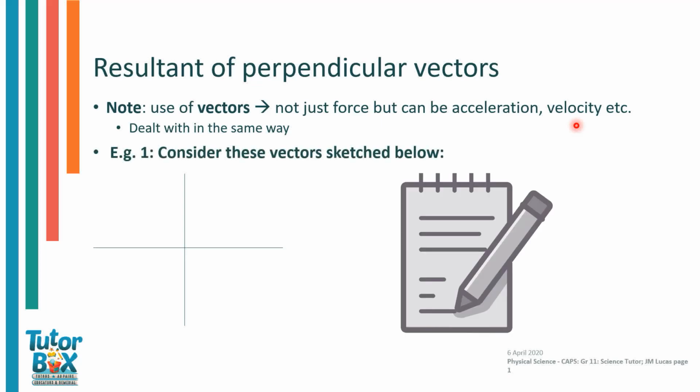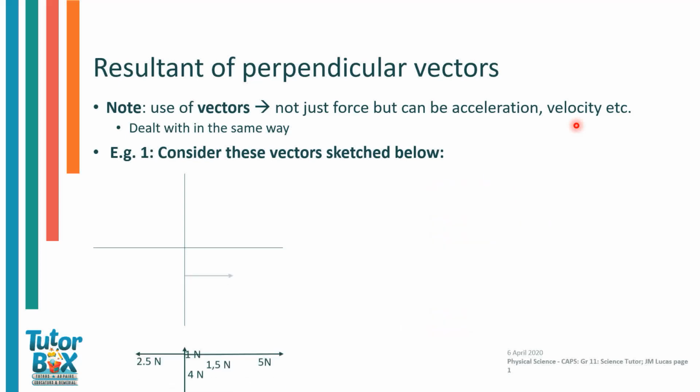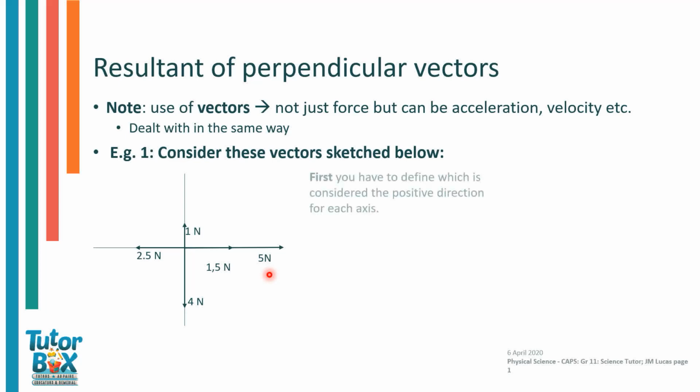We're going to consider these vectors sketched below. There's a 1 newton force upwards, a 4 newton force downwards, 2.5 newtons to the left, and 1.5 and 5 newtons to the right. What we're going to first do is define which is considered the positive direction for each axis. I've made the right positive and the upwards positive.